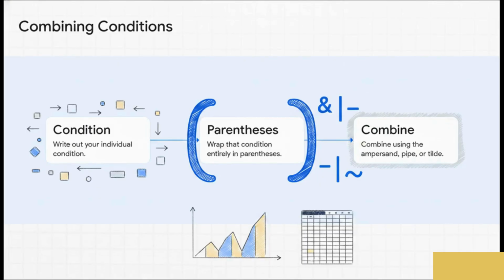To make this completely bulletproof, here is the exact mandatory syntax sequence for combining multiple conditions cleanly. Step 1. Write out your individual condition. Step 2. Wrap that specific condition entirely in parentheses. Step 3. Combine it with your next wrapped condition using the ampersand, pipe, or tilde. I promise you, if you follow this simple 1, 2, 3 sequence, your filters are going to work perfectly every single time.